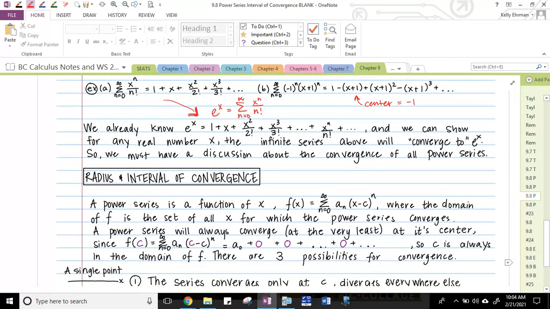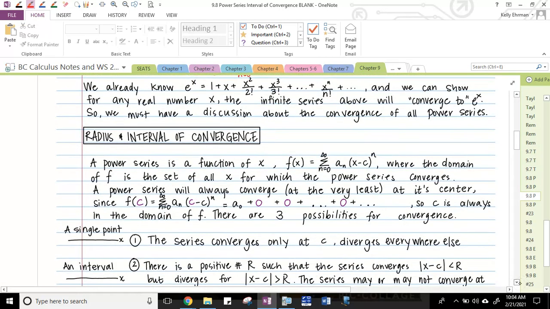Is that true for every power series? For every function that I have, if I can come up with a power series that approximates that function, is it true that an infinite number of terms would always become the exact function itself? Does every power series converge to this function for all values of x, or is it just certain values of x? That's kind of the question today. Short answer, no, they're not all going to converge for all real numbers. So we have something called a radius of convergence and an interval of convergence.